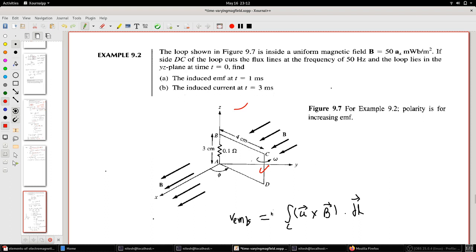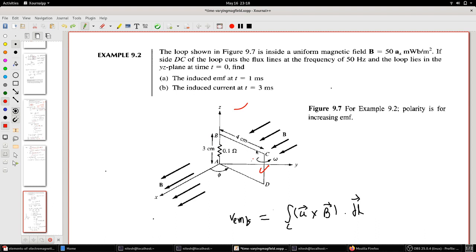So first thing, we know that it's a case of a motional EMF where your loop is moving now. The direction which is given is counterclockwise, so it's going to rotate around the z axis. It's rotating like this around the z axis.